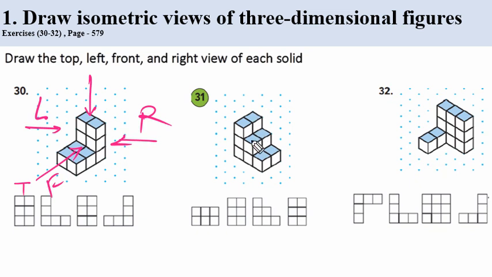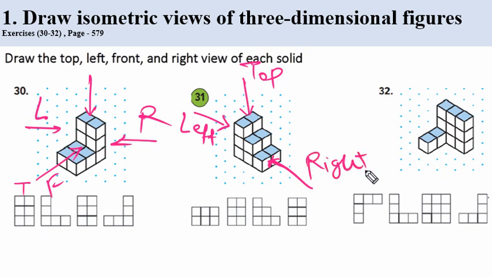Now similarly in this one, what will be your top in this case? The top will be this, right? What will be your left? The left will be from here. What will be the right? This will be your right. And this is your front view. Now it depends from which side you are looking, okay? So if I look at the top, that will make 1, 2, then change in the shape, 1, 2, change. So that's your top.